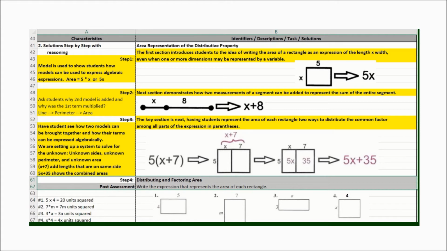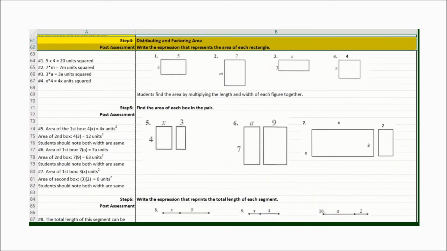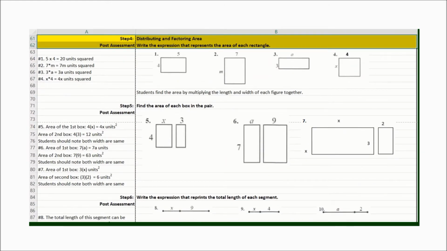Now we move on to step 4, distributing and factoring areas, and we move also into our post-assessment because that's the end of our lesson. We've shown the points that we want to show. Now we want to notice this lesson wasn't very long. Before we move further, we want to make sure the children understand what we've taught them so far.